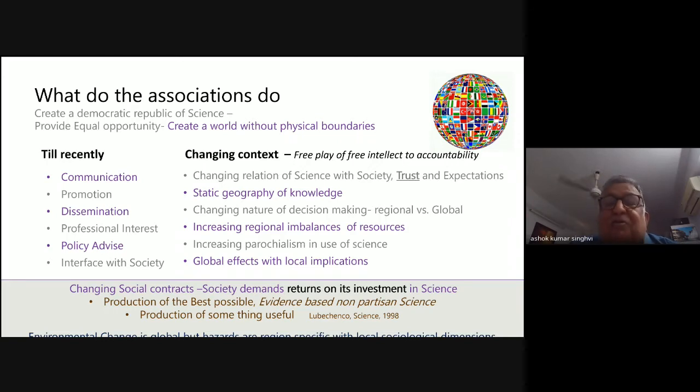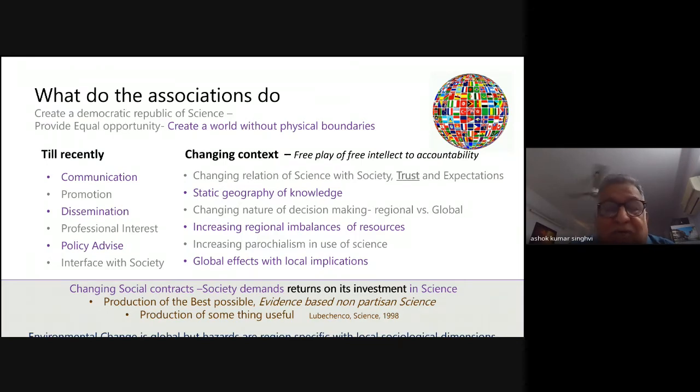So there is a changing social contract. The society now demands return on its investment in science. And the main paradigm is to produce the best possible science. And I've added to it evidence-based non-partisan science. And then the expectation is that we should produce something useful in real time. Earlier, it was only produce something useful. Now it is produce something useful every day in real time. And that's where we need to be worried. So the associations will have to recalibrate their role, and I'll come to it in a second, to be able to cope with the changing global economic and social scenario.